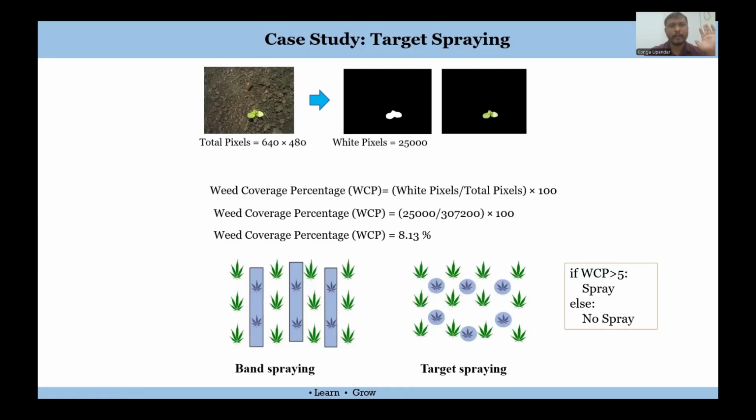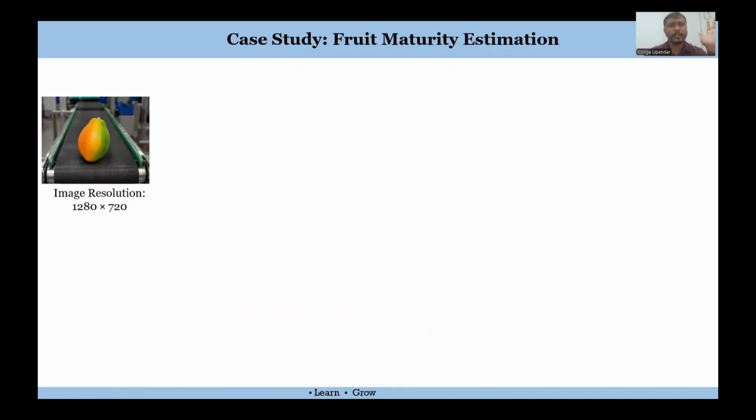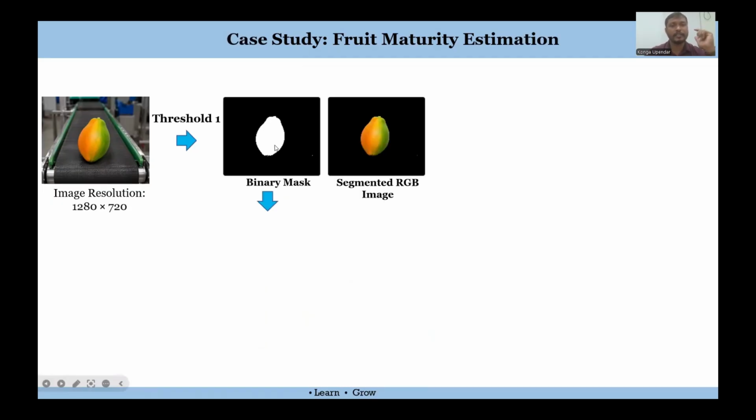Next is fruit maturity estimation. Just assume that fruits are moving on a belt conveyor. Here I'm taking papaya as an example. The image resolution is 1280 into 720, where 1280 is the width of the image and 720 is the height. You can apply the threshold here, and after applying it, we'll get an image like this. The entire background has been removed.